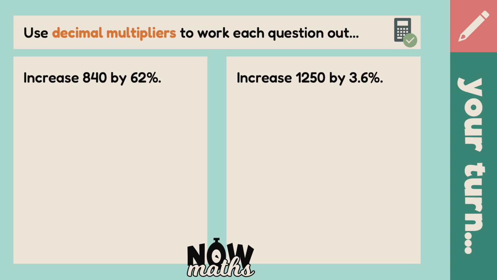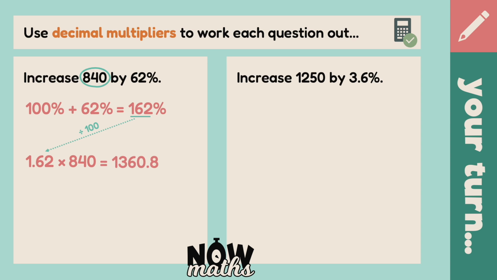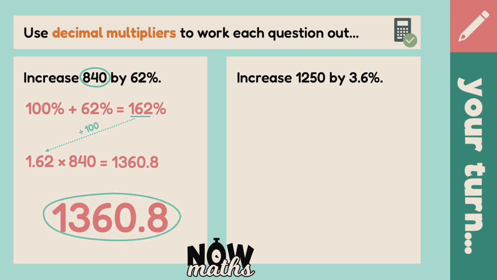So for the question on the left, we're increasing by 62%. So if we're starting with 100%, we need to add 62% on to give us 162%. Now 162% as a decimal is 1.62. So to increase 840 by 62%, we multiply 1.62 by 840 to give us 1,360.8.